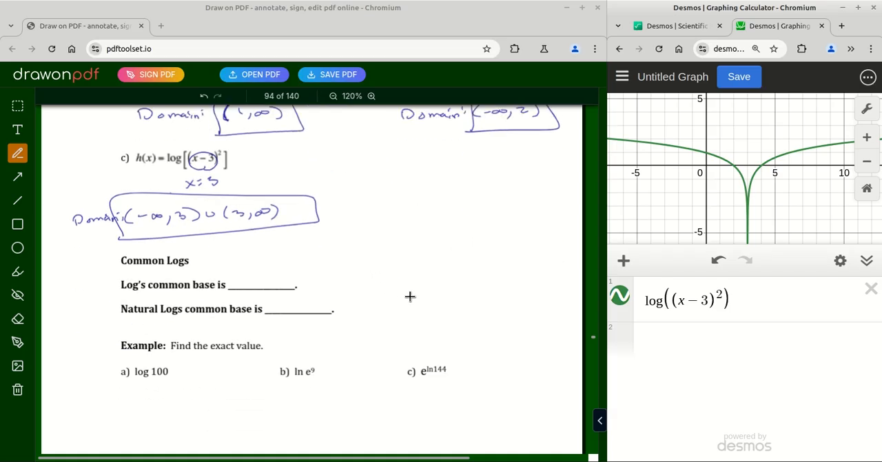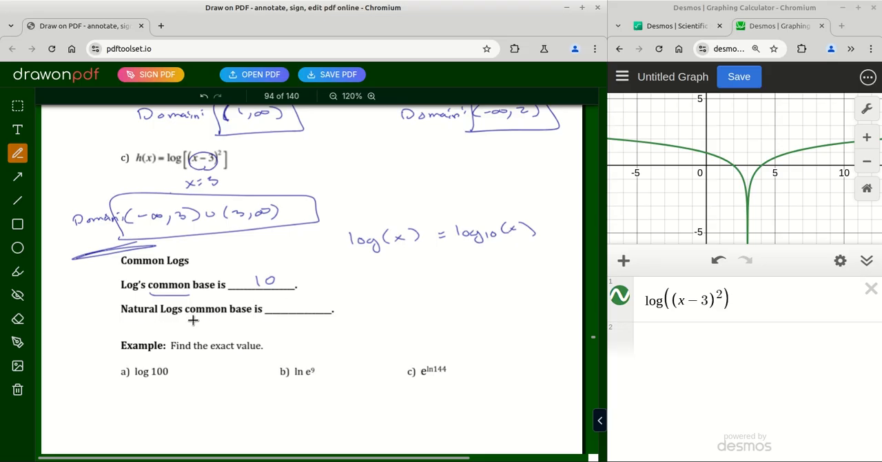Okay, new topic, common bases, natural bases. So the common base is base 10. Whenever you see a log by itself, so just log x, what that means is log base 10 of x. And why is 10 the common base? Look at your fingers. Oh, I got 10 of them. Wow. Yeah, 10 fingers means... I'm dead serious. That's why that's the common base, because we all got 10 fingers.